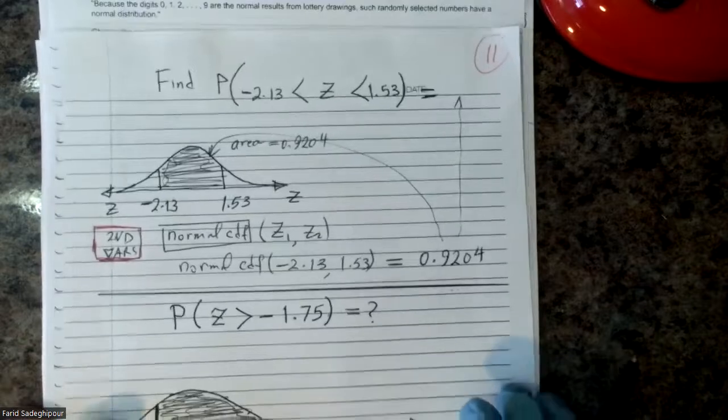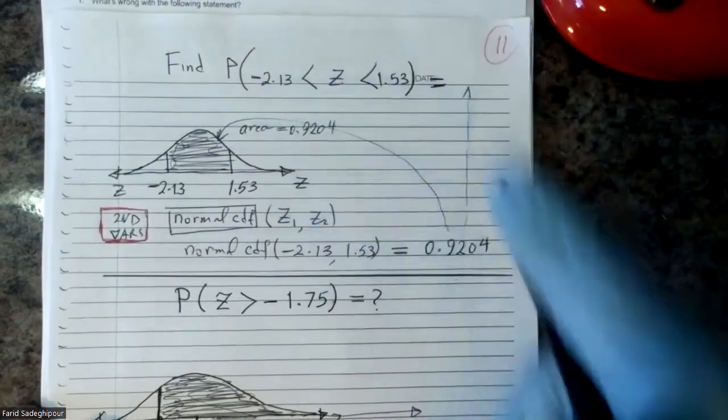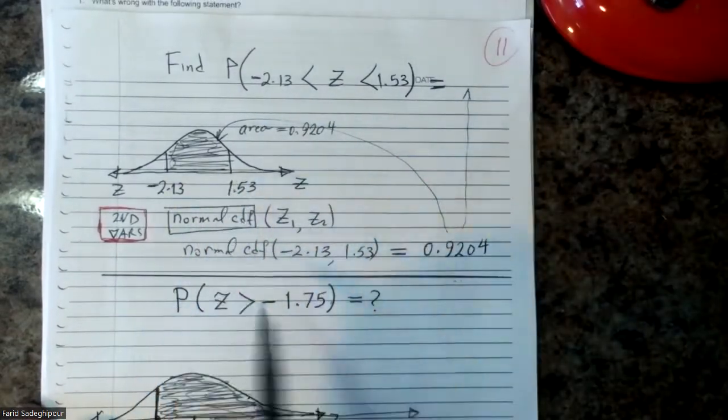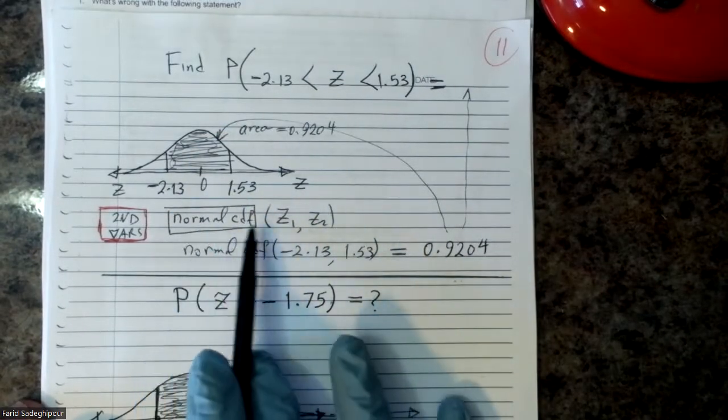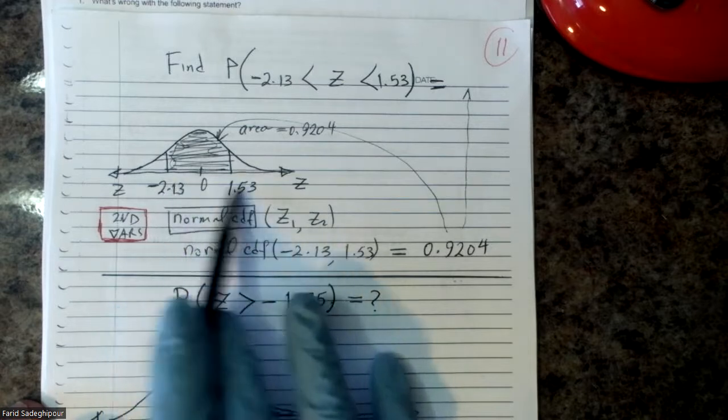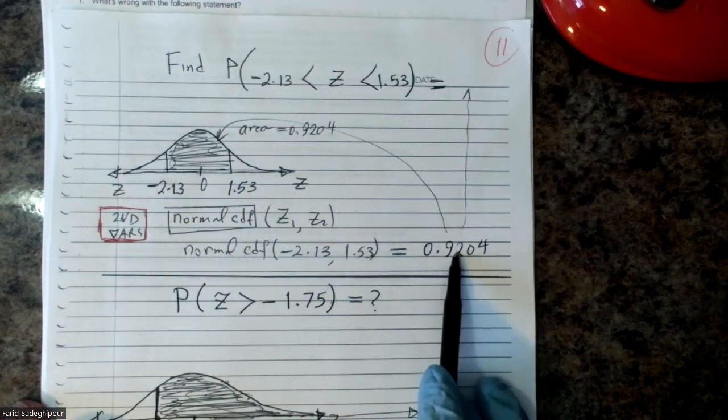In this one, find the area when z is between a positive and a negative value. Again, both ends are given. So on your calculator, when you put z1 and z2, if you put these two numbers in your calculator, you have the area. So you don't have to worry about the table anymore.